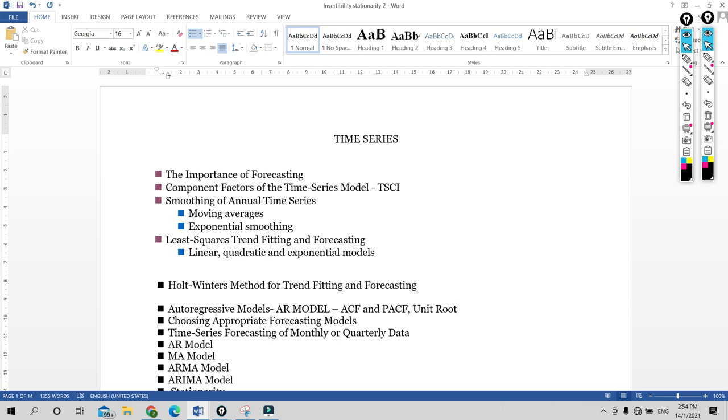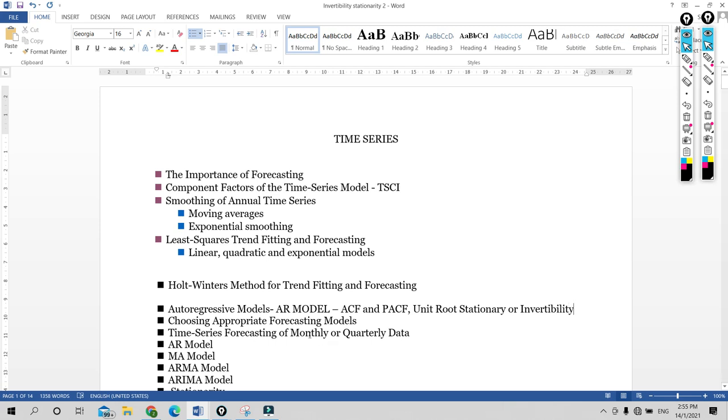Sorry, it's not for that. Unit root is used to determine whether the data is stationary or not, or invertibility. Okay, this will be discussed in this lecture.